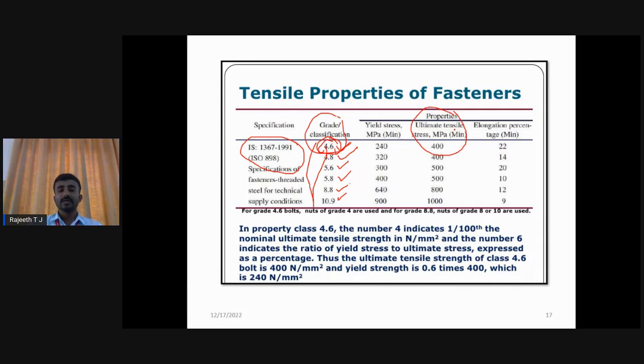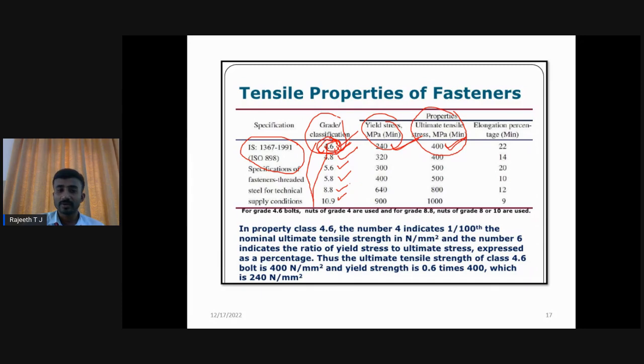For example, if you consider the 4.6 grade bolt, then the tensile strength of the bolt material is 400, whereas the yield strength of the bolt will be 240. How do we get 240? 400 into 0.6. This 0.6 indicates the fraction of the yield stress. The ultimate stress multiplied by 0.6 gives the yield stress, or the 0.6 indicates the yield stress divided by 400, the ultimate stress.